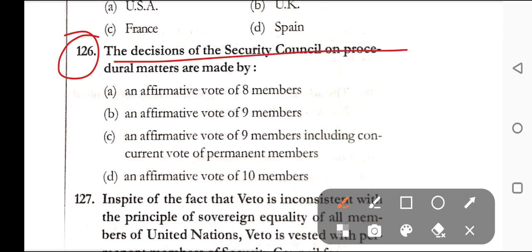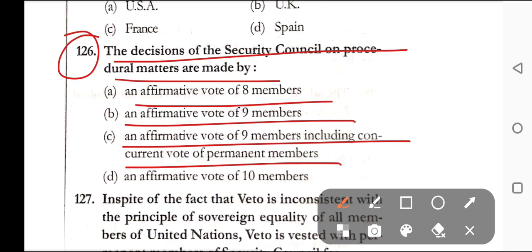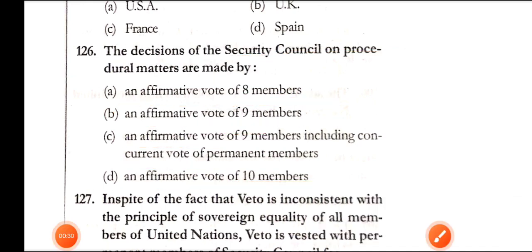The decisions of the Security Council on procedural matters are made by option A, an affirmative vote of 8 members, option B, an affirmative vote of 9 members, option C, an affirmative vote of 9 members including concurrent vote of permanent members, and option D, an affirmative vote of 10 members. Here, the correct answer is option B, that is an affirmative vote of 9 members.